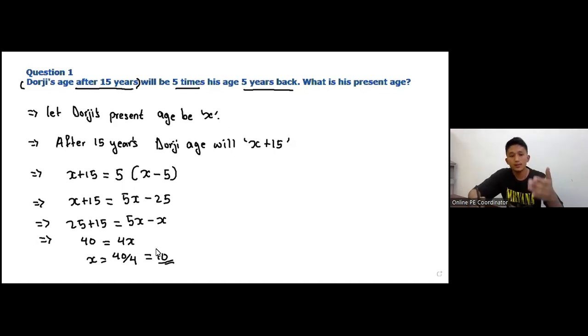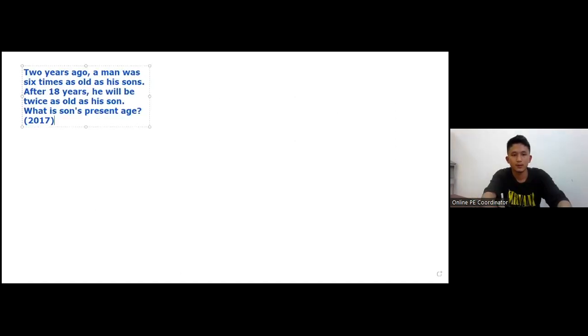All right. Now what is this 10? 10 is the value of x, and x is Doji's present age. The question is asking us to find his present age. So therefore, from this question, we have found the present age of Doji, which is 10 years old. Hope everyone understood this.